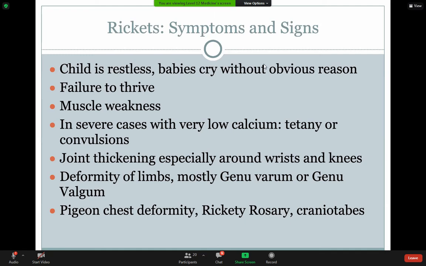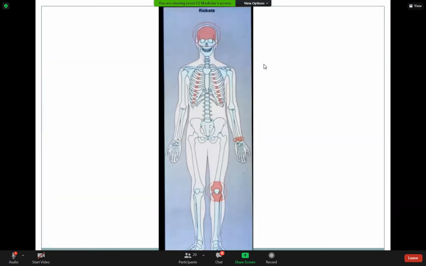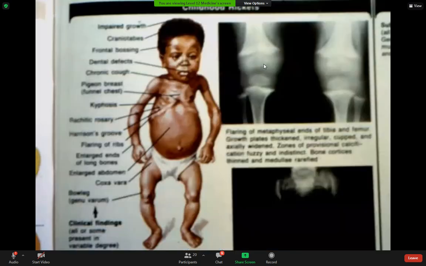The skull also becomes involved, and the skull becomes large. So these are the common areas where rickets can be seen: around the knee, the skull, the ribs. They get the rickety rosary around the ribs, and the wrists.